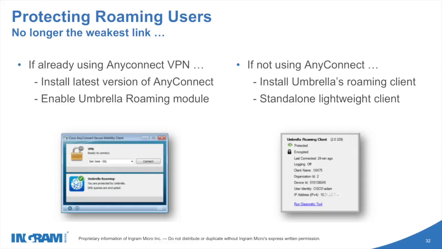So Umbrella's lightweight standalone agent works alongside any VPN and has been proven in over a million deployments. The roaming client is a virtual bump in the wire, Cisco calls it, for every internet connection. It is transparent to users and does not cause any latency or performance issues because the footprint is very small.